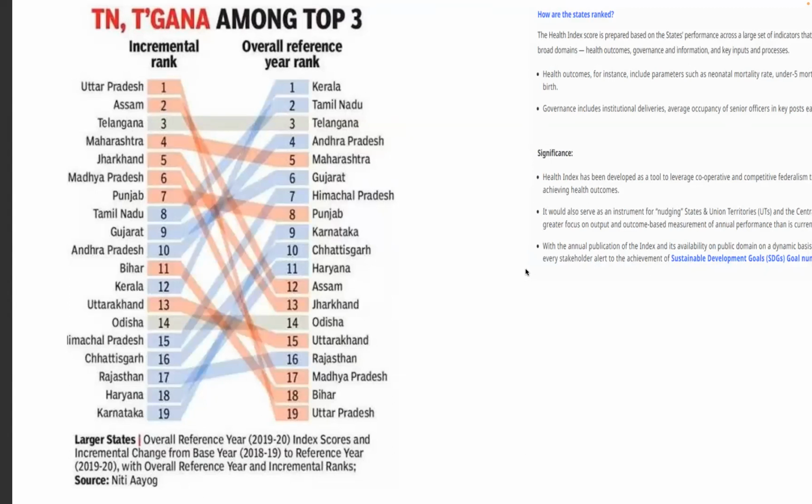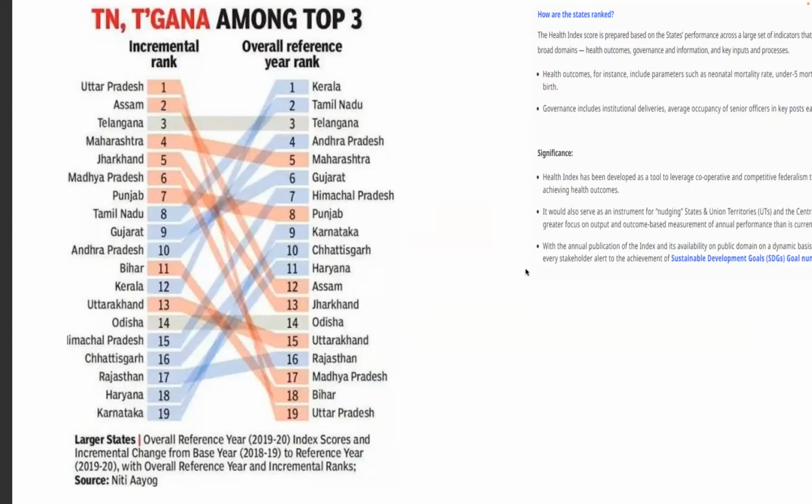Incremental means adding on to certain things. But this ranking will show you how the top ranking is going, or how the bottom ranking is going, or how the overall reference ranking of the states is fluctuating here and there again and again. Sometimes UP goes up, here UP goes to the bottom. Assam is at second, Assam is at 12th number.